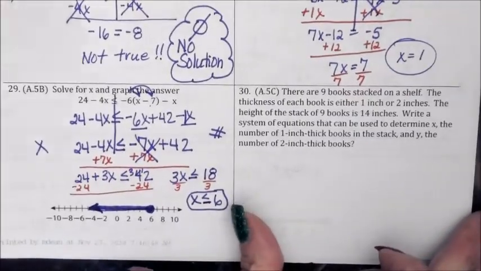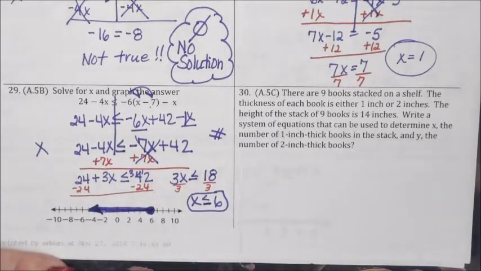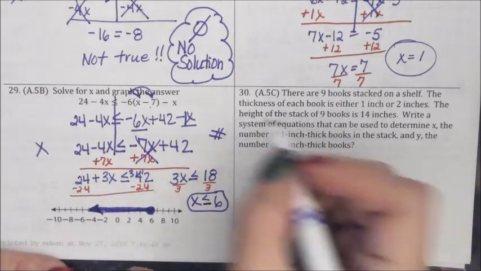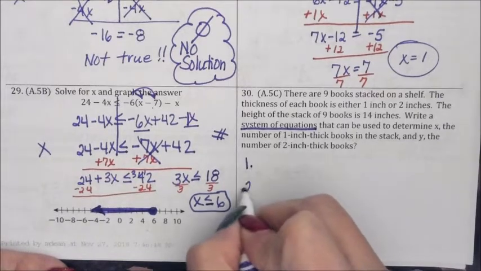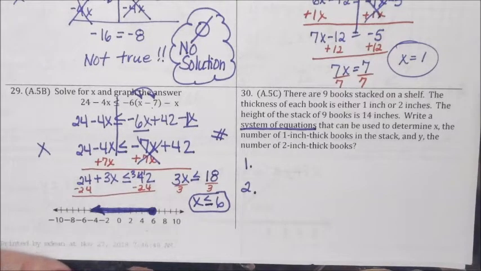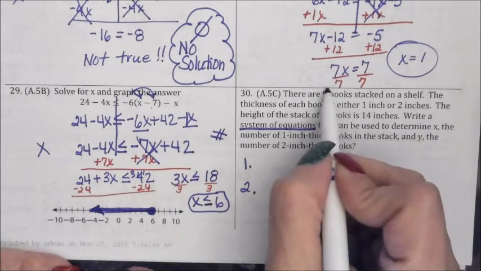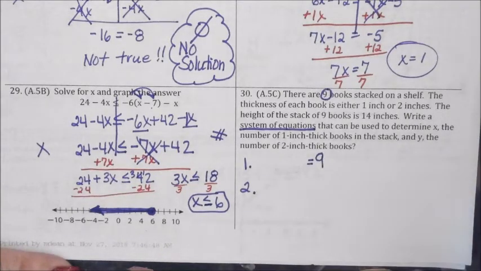All right. There are 9 books stacked on the shelf. The thickness of each book is either 1 inch or 2 inches. The height of the stack of 9 books is 14 inches. Write a system of equations, and right there, big words. If I see that, that means I'm going to have 2 equations that I've got to write. That can be used to determine x, the number of 1 inch thick books in the stack, and y, the number of 2 inch thick books. How many books do I even have? It tells me there are 9 books, so that's one of my totals. What's my other total?